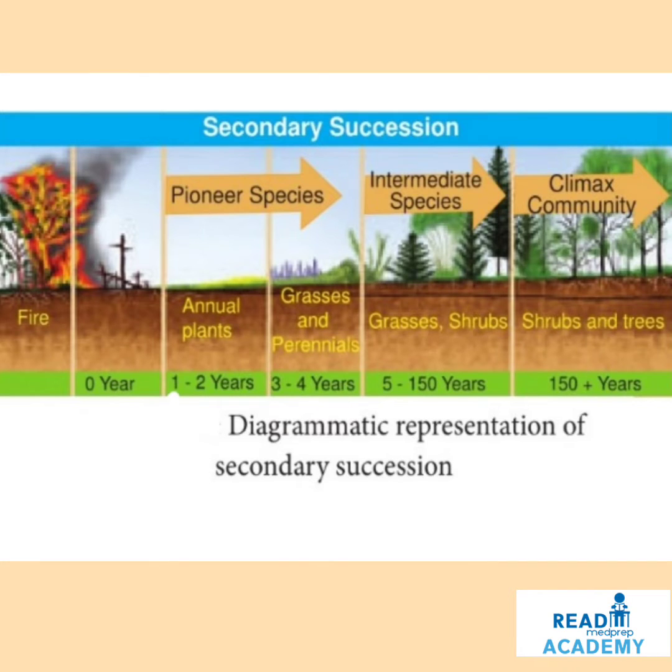Here you can see a diagrammatic representation of the secondary succession where fire destroys the forest and in the beginning there is no flora or fauna. Later, pioneer species occur. The annual plants take about 1 to 2 years to get established, and later the grasses and the perennials take 3 to 4 years, and the intermediate species like the grasses and the shrubs take about 5 to 150 years, and the climax community is established in about 150 plus years, which has the shrubs and the trees.